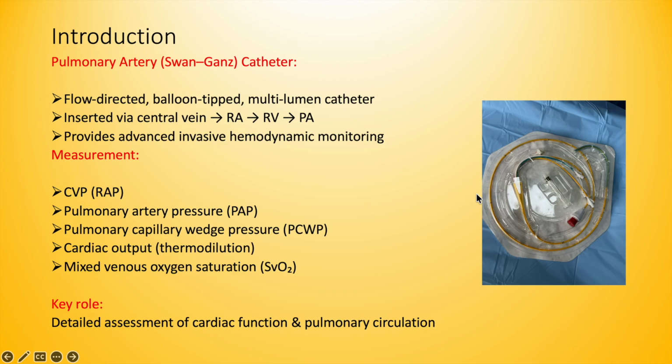Fourth is the cardiac output. We can measure the cardiac output through the thermodilution technique. And the fifth one is the mixed venous oxygen saturation. Mixed venous oxygen saturation is helpful in septic shock management. So the PA catheter provides a detailed assessment of cardiac function and the pulmonary circulation.